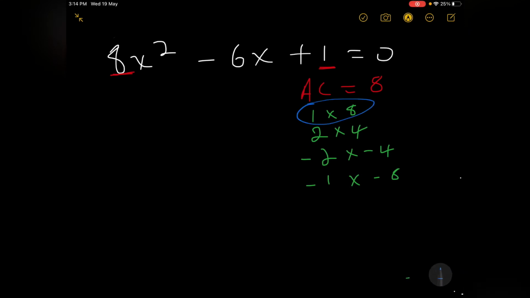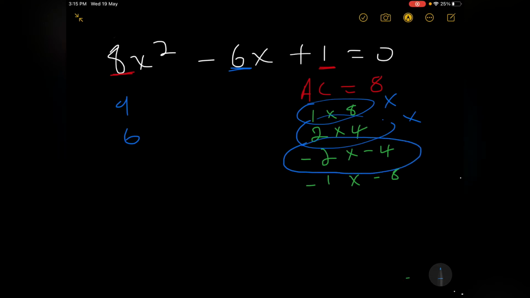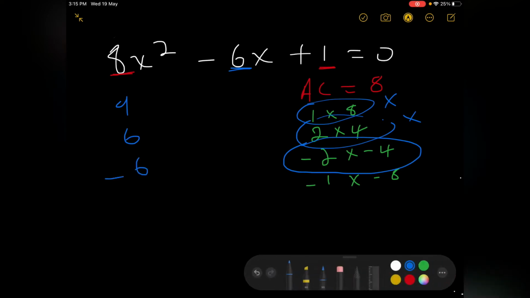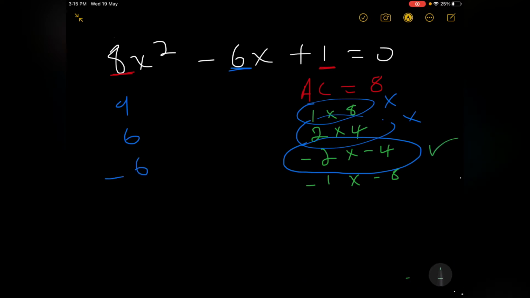For our first factor, remember we're trying to get this negative 6. If we add 1 and 8, we'd get 9. So this is not it. If we add 2 and 4, we would get a 6, but not a negative 6. So this is not it. But if we add negative 4 and negative 2, we would get a negative 6. So these are our two factors.